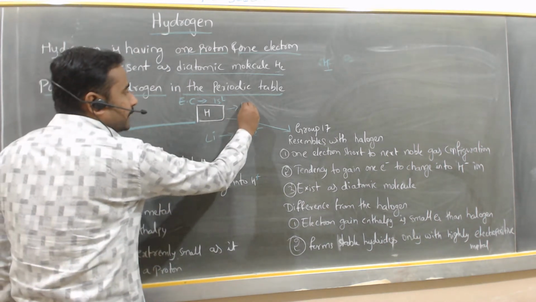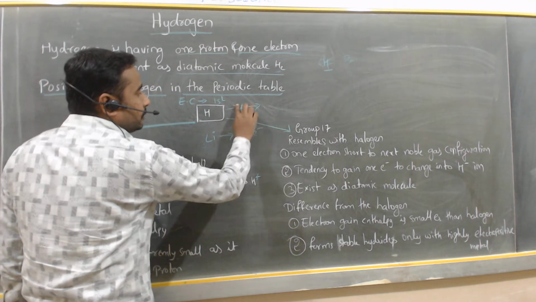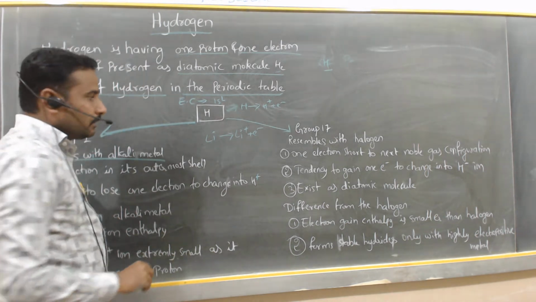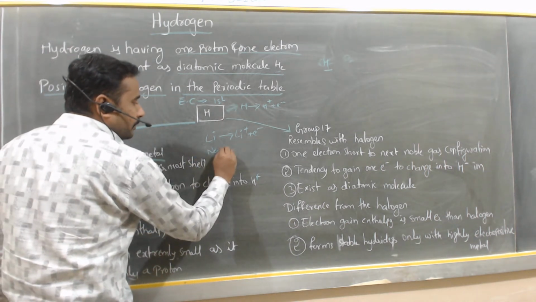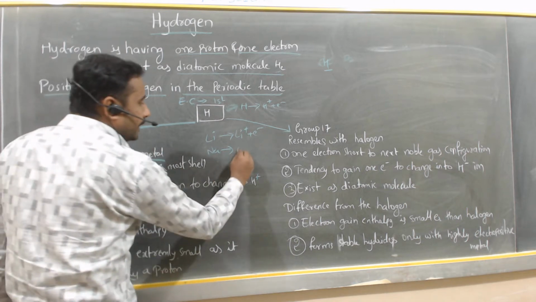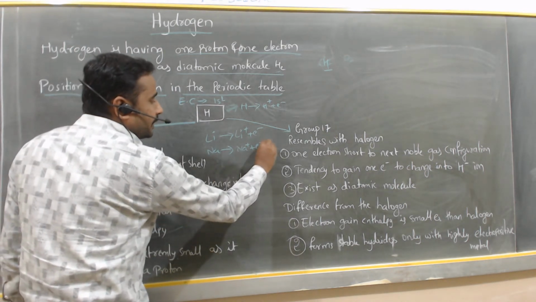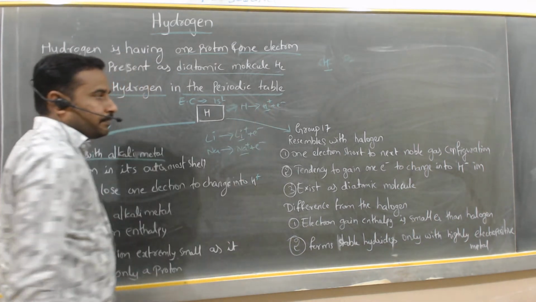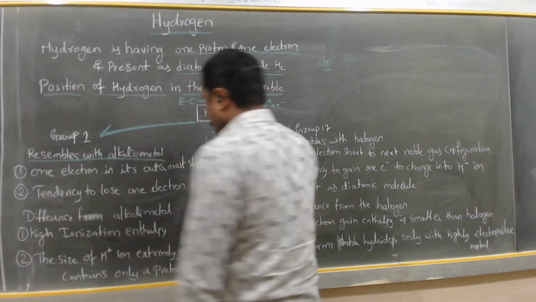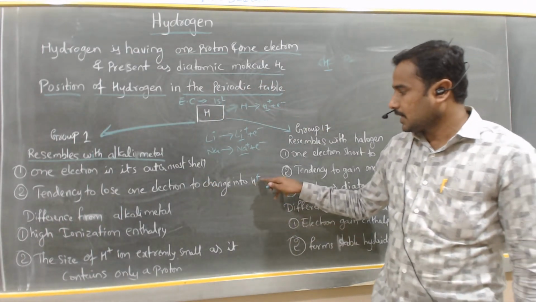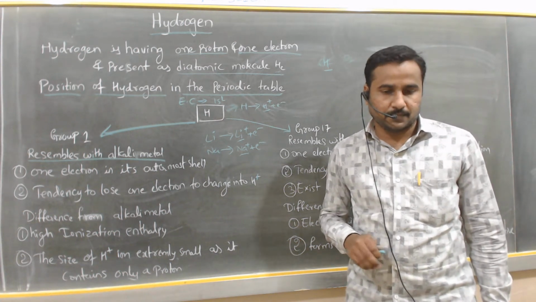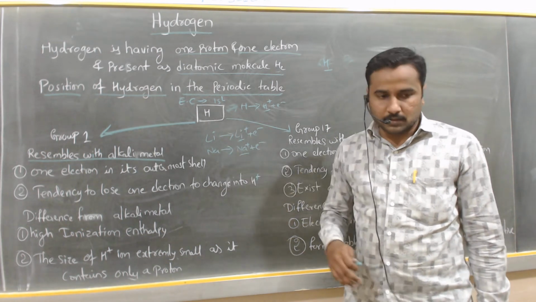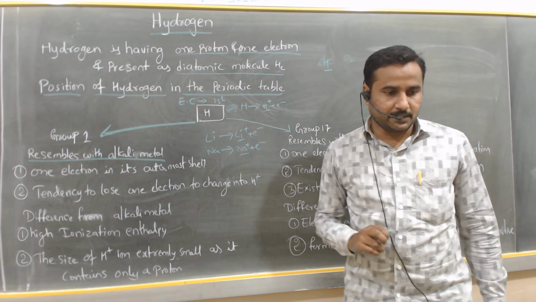Hydrogen also loses 1 electron, and it becomes H plus. If you take sodium, it also becomes Na plus by losing an electron. So Na plus, Li plus, and H plus, by losing an electron, they become electropositive. That is H plus, Li plus, Na plus. This is the resemblance or similarity with the alkali metals.